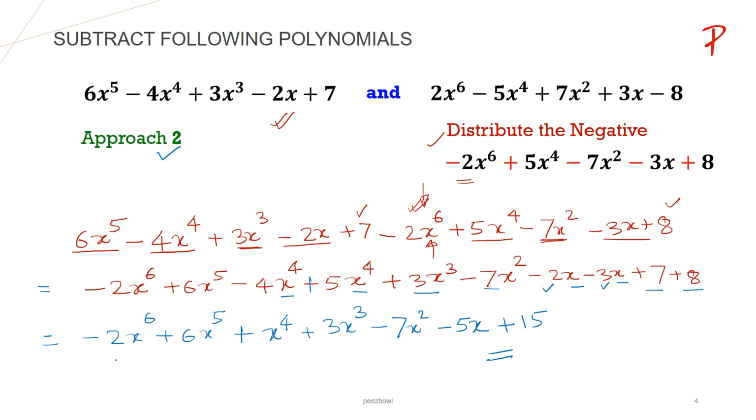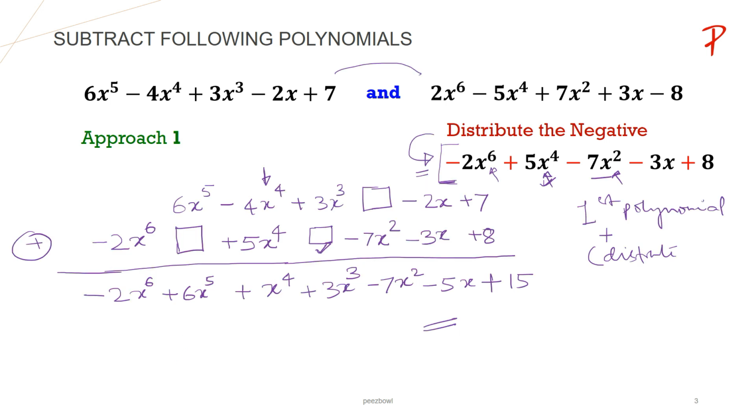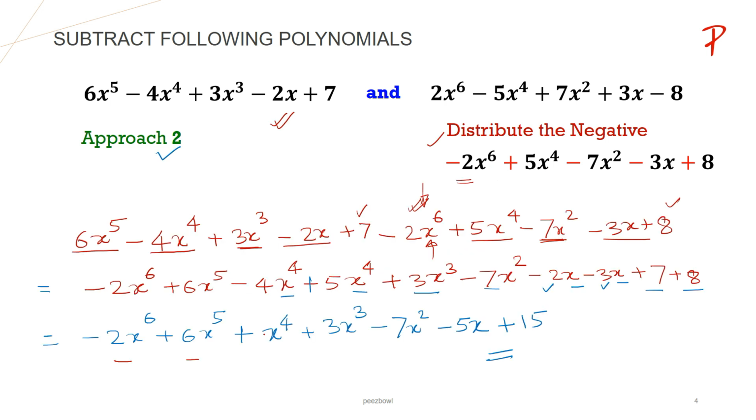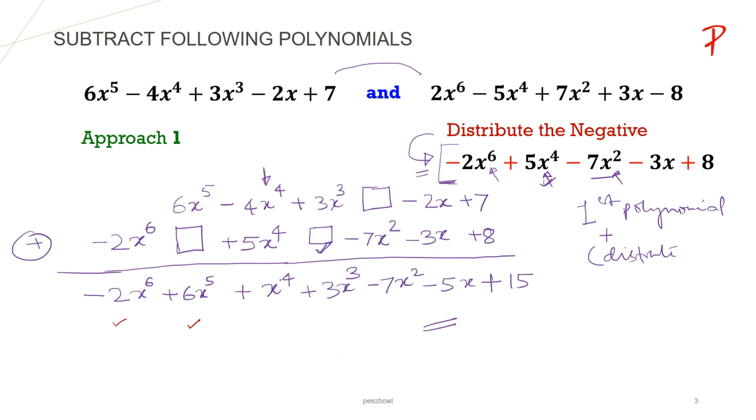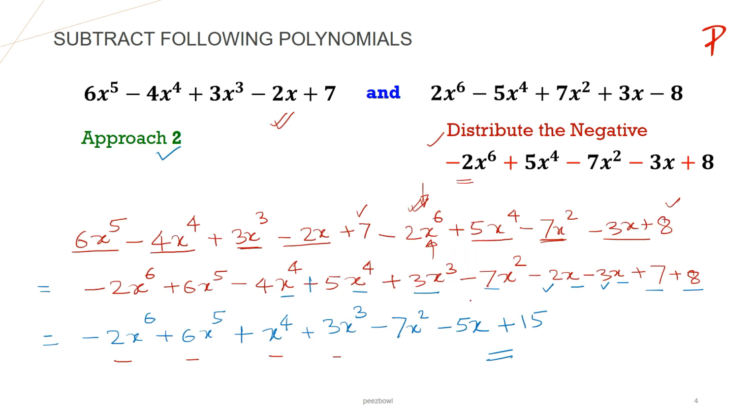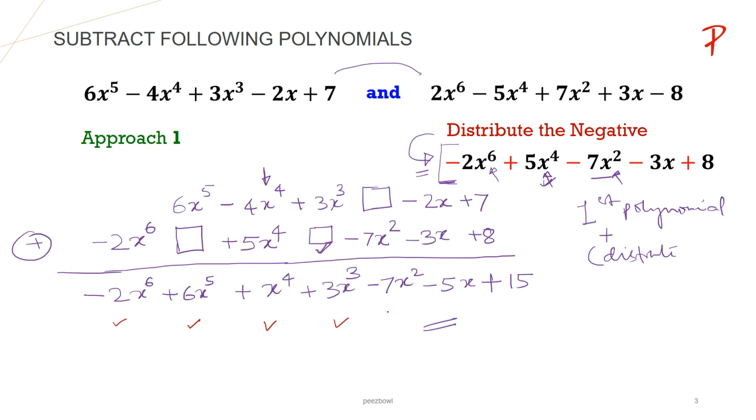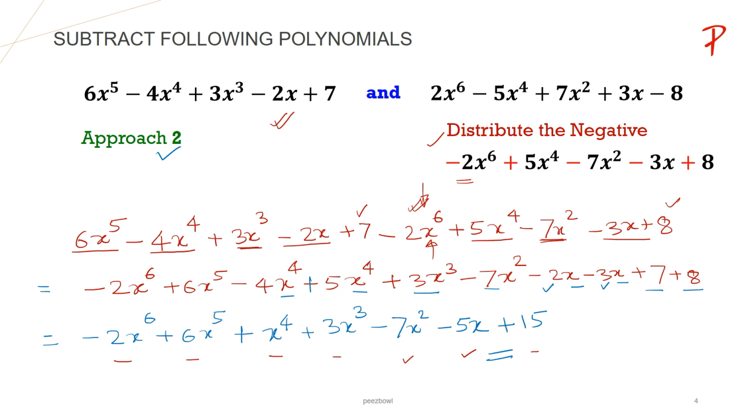So here first we have minus 2x to the power 6 plus 6x to the power 5. I'll go to the previous slide. Here also you see minus 2x to the power 6 plus 6x to the power 5. Then from approach 2 we had x to the power 4 plus 3x to the power 3. In approach 1 as well we have x to the power 4 plus 3x to the power 3. Then from second approach we have minus 7x square minus 5x plus 15. Here also minus 7x square minus 5x plus 15. So you have seen that using any of these approaches you will get the same result, right?